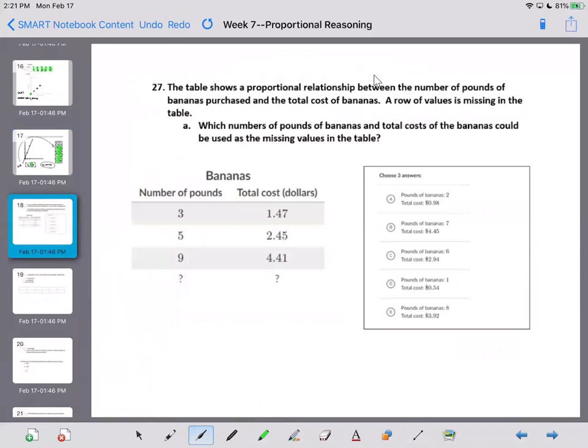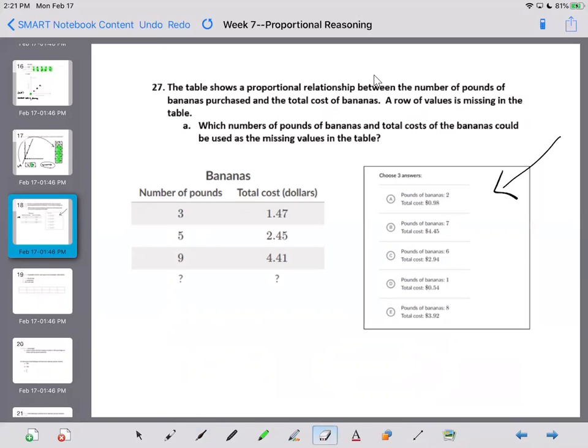So here the table shows a proportional relationship between the number of pounds of bananas purchased and the total cost of bananas. In this case, which numbers of pounds of bananas could be used as the missing values in the table? You can use a calculator to model and check this. You're taking $1.47 divided by 3. That would be 49 cents.